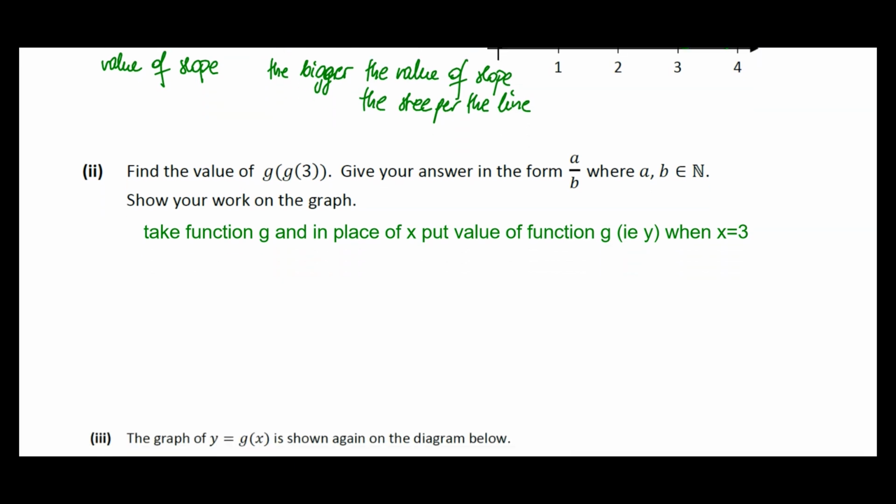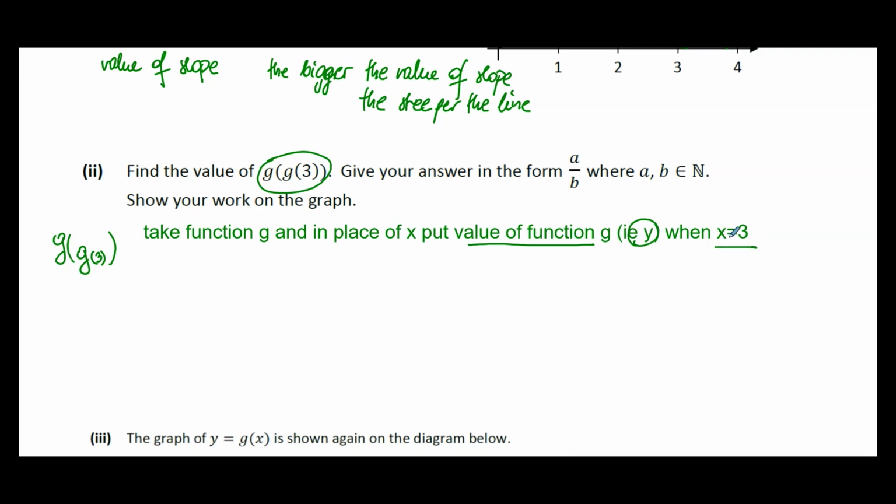So that's what I'm saying. This part 2 is good for 5th year. Find the value of g(g(3)). And that's what that means. Take function g, and in place of x, because normally we'll have x like that. But that's not what we have here. What we have here is function g, the value of function g when x is 3. So take function g, and in place of x, put the value of function g, and the value of a function is the value of y. So put the value of the function g when x is 3.